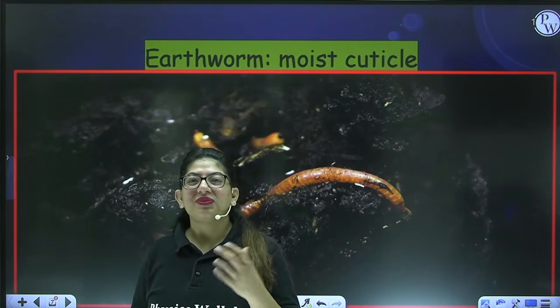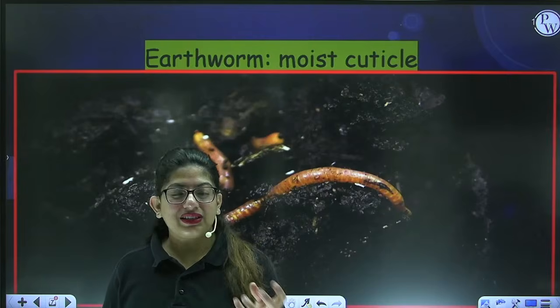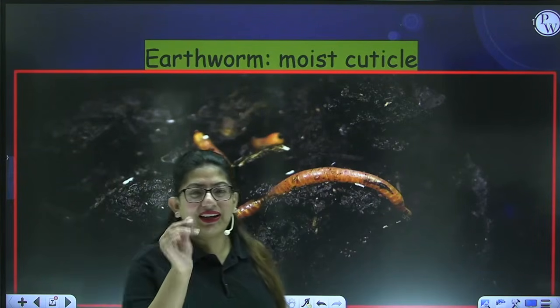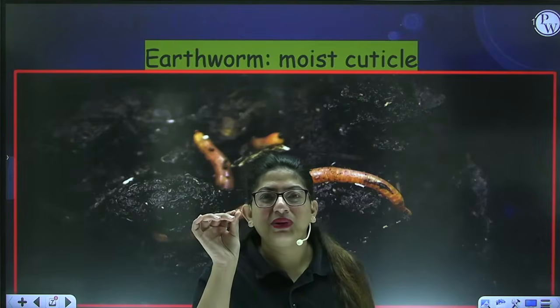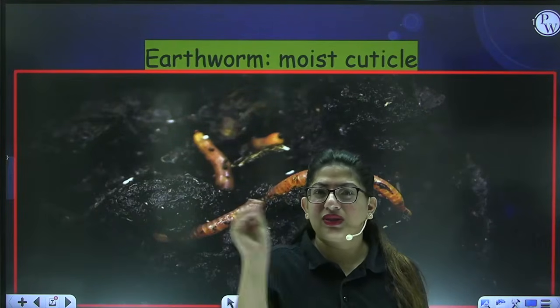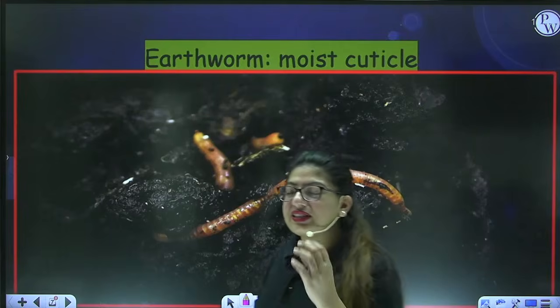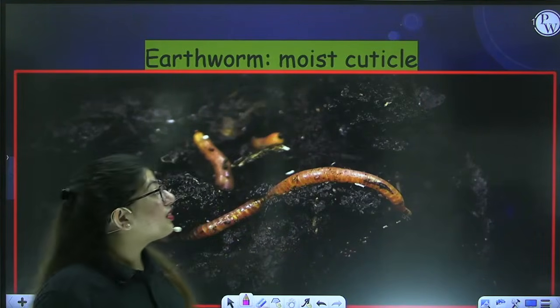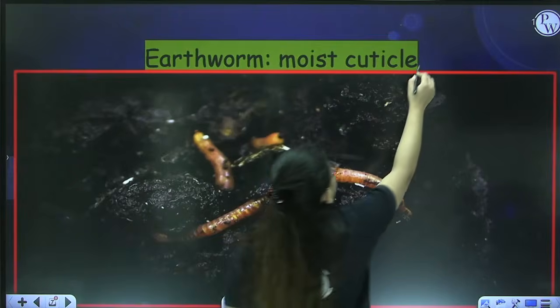So the earthworm, if you see it anywhere in the soil, usually comes out during the rainy season, and it is very slimy. It has a slimy body and it's very shiny, right? It's just like it has a mucus layer on it. So its skin is quite moist. That means it has more water content. Fine. So it has a very moist cuticle or skin.